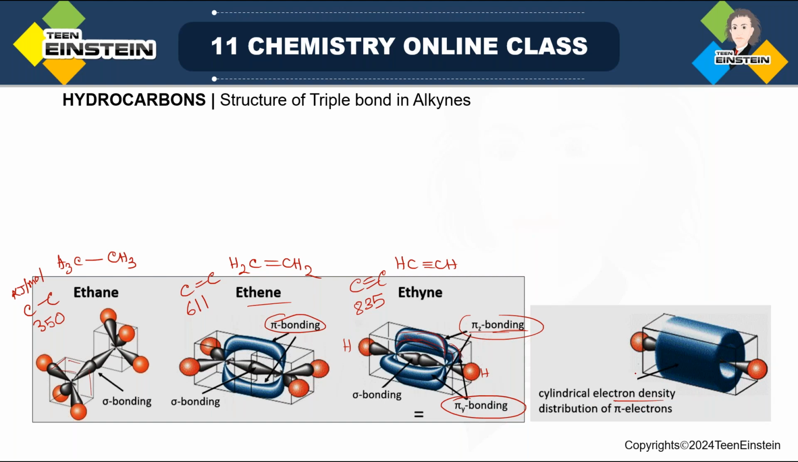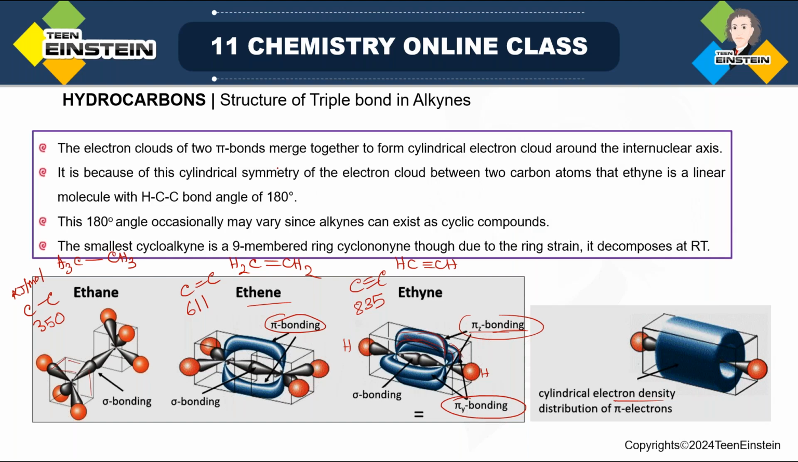You will not be able to differentiate the two p orbitals, because all the electron densities are merged together. So now we can say that the electron clouds of the 2 pi bonds merge together to form a cylindrical electron cloud around the internuclear axis. And this is the reason, that is the cylindrical symmetry of this electron cloud between 2 carbon atoms in ethyne, we can say that this has a linear structure, and this bond angle is basically 180 degrees.